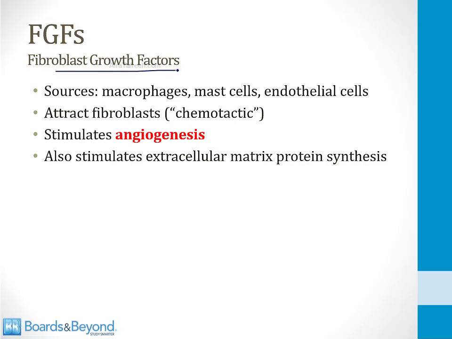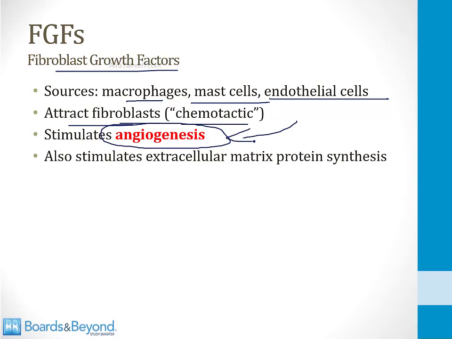FGFs are fibroblast growth factor. They come from macrophages, also mast cells, also endothelial cells, and they get their name of fibroblast growth factors because they attract fibroblasts. They are chemotactic to fibroblasts. And it's easy to remember that they draw in fibroblasts, but what you really need to remember about fibroblast growth factors is that they are also powerful angiogenesis growth factors. So they stimulate growth of new blood vessels as well as drawing in fibroblasts. They also stimulate the fibroblasts to begin synthesizing extracellular matrix proteins.